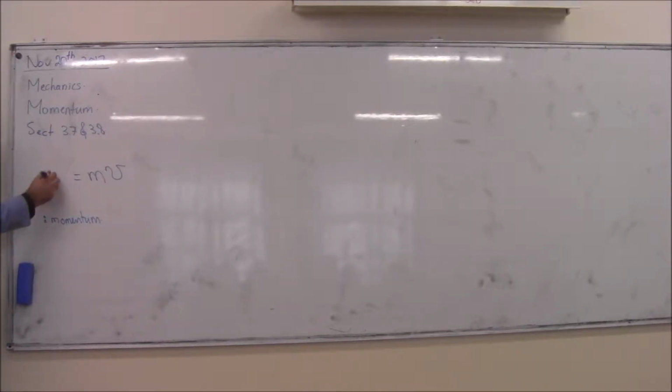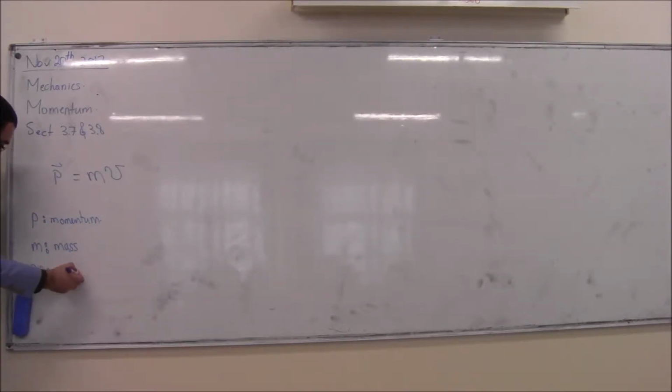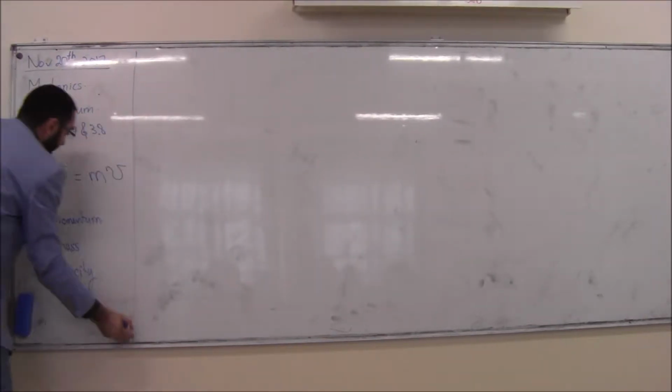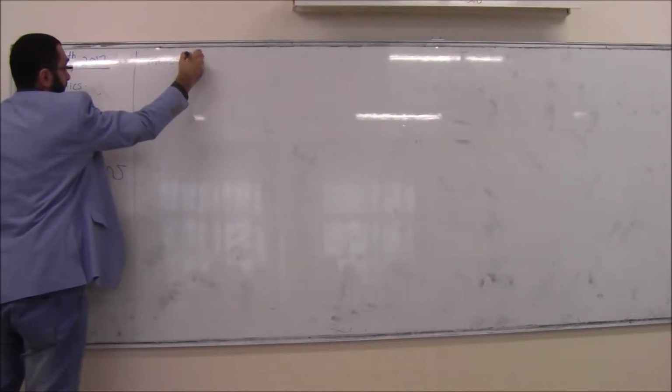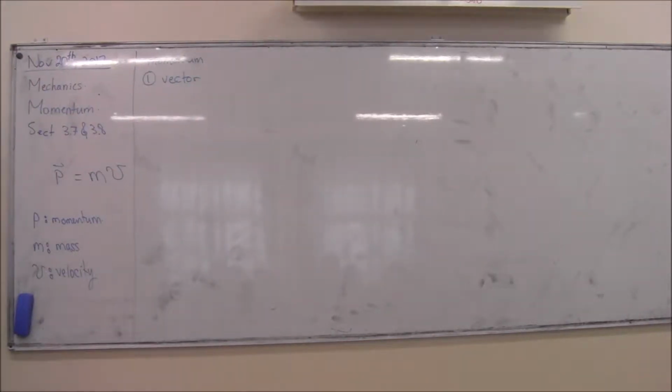P is momentum, actually a small letter p. m is mass, v is velocity. Momentum is a vector quantity, so we have to determine the positive direction before solving the questions about momentum.